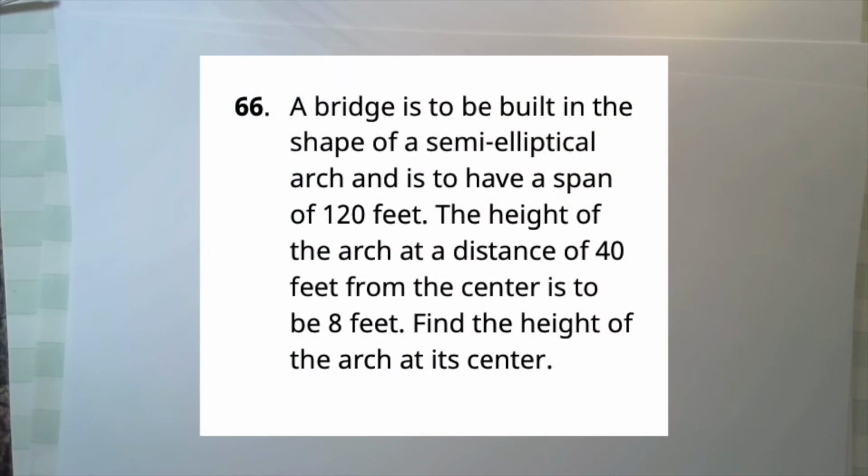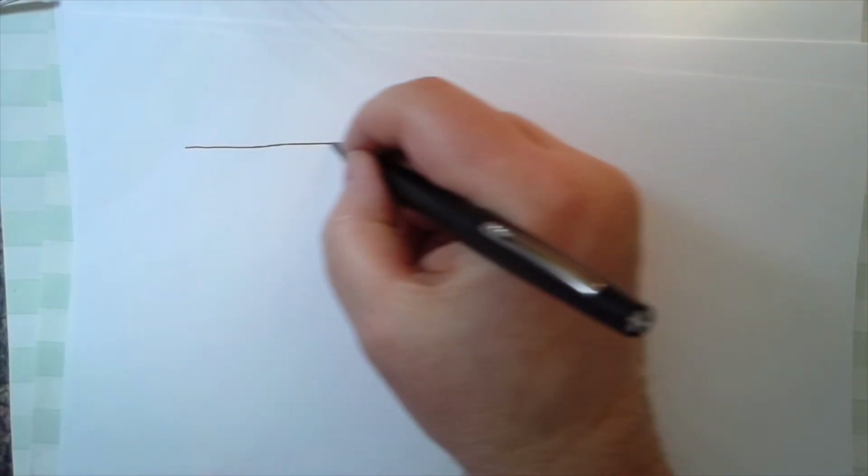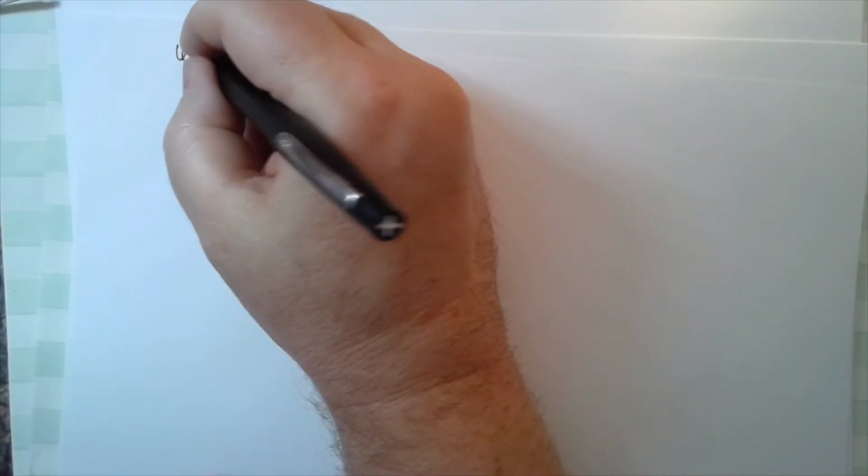A bridge is to be built in the shape of a semi-elliptical arch and is to have a span of 120 feet. The height of the arch at the distance of 40 feet from the center is to be 8 feet. Find the height of the arch at its center. Oh. So this is 66.